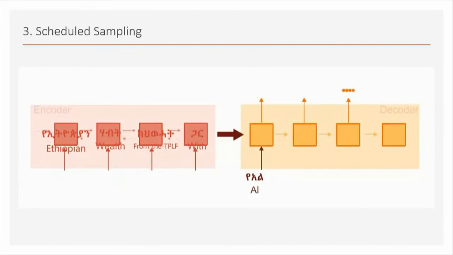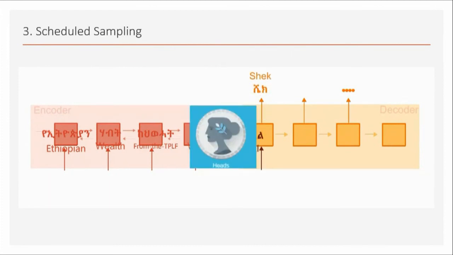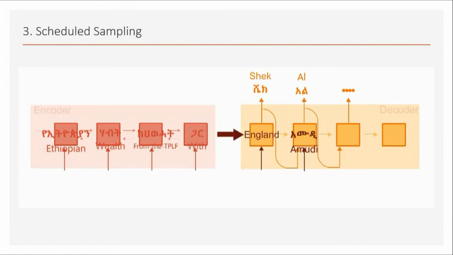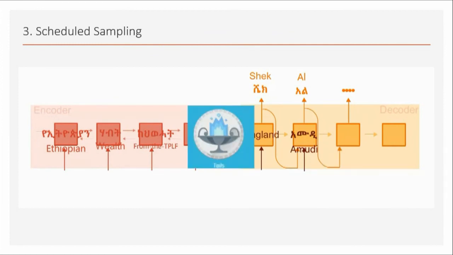Then we add our scheduled sampling model, where we build our architecture to first depend on the reference words, and as the model matures, the probability of choosing the reference words decreases, and the model begins to depend on itself more, hence limiting the exposure bias problem.